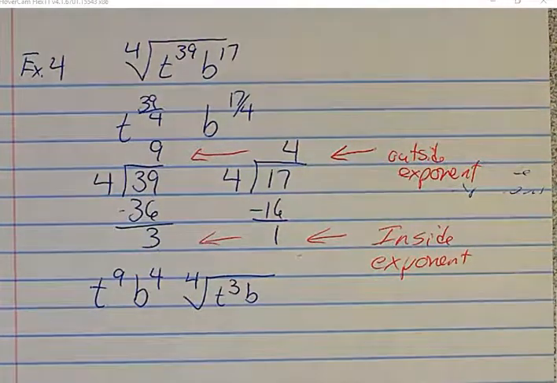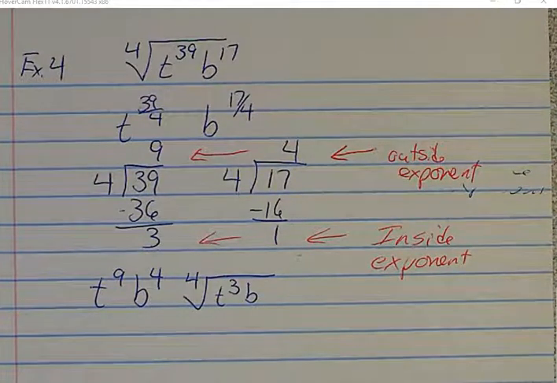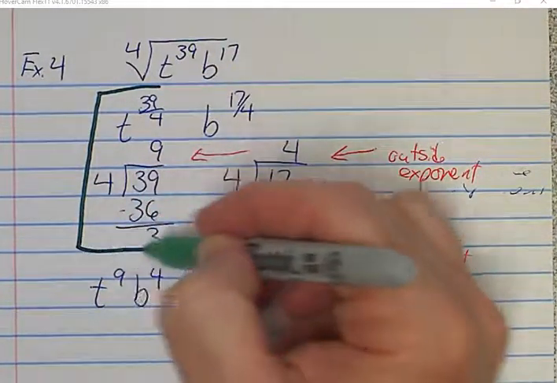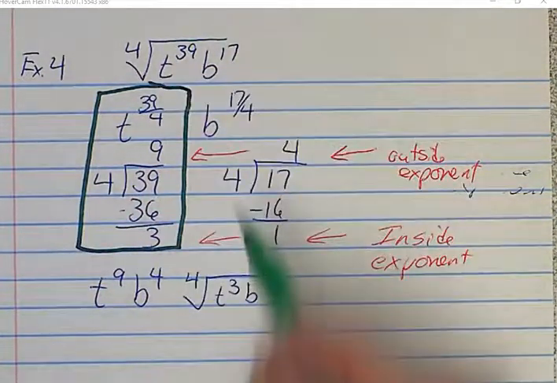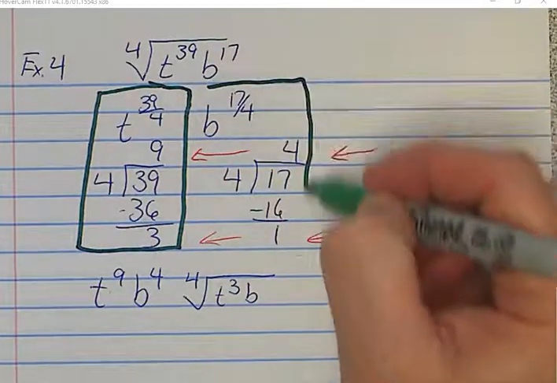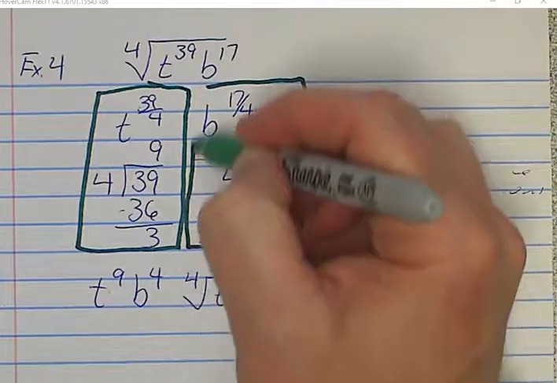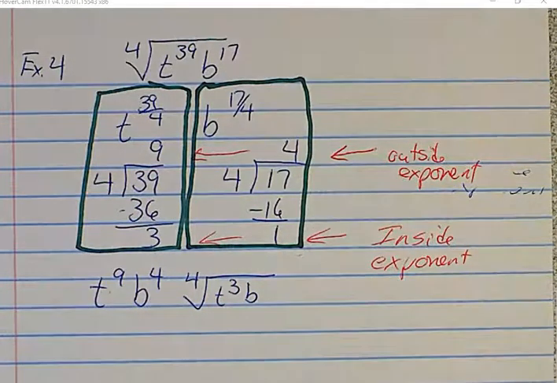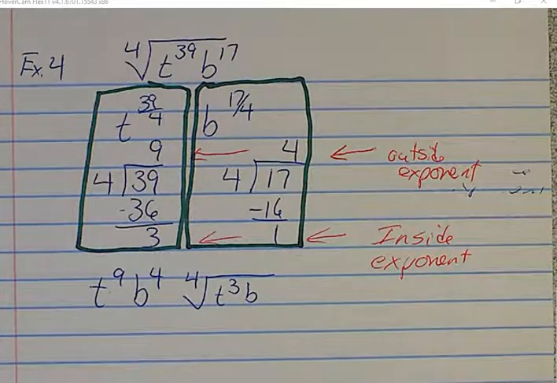Okay, so when you're doing these, again, let's not make it complicated. Just take it one little piece at a time, and just realize that if you're going to do the T part of it, you're going to need 9 T's on the outside, and then we do the B's. We're going to need 4 B's on the outside, and we're going to need 1 B on the inside. So just take it one piece at a time, and then just go back and fill in the gaps where you need to.